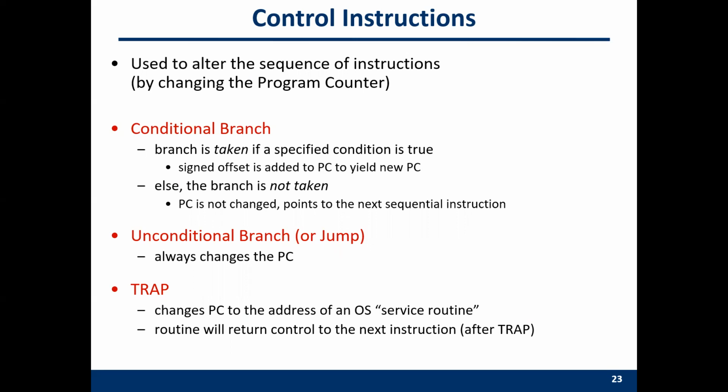How to take a branch? You just add a signed offset to the PC to generate a new PC. So this is the jump offset. This is the distance you will jump. Otherwise, the branch will not be taken, which means that we just do the normal PC plus one, and the application will run sequentially. And we also have an unconditional branch. We just directly modify the PC.